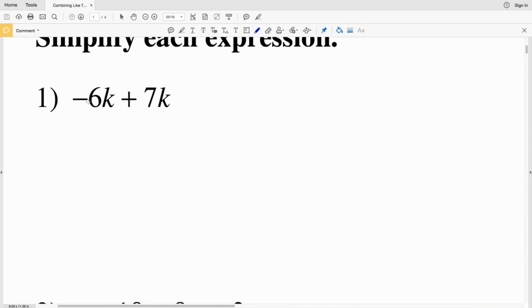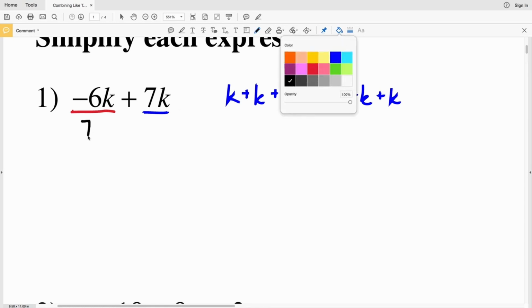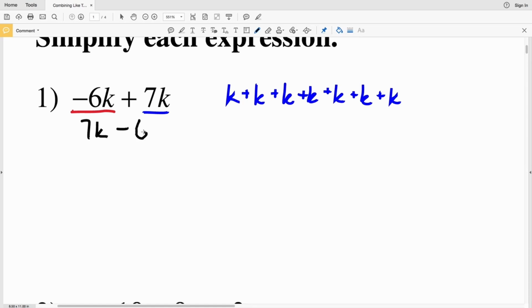Now, in number 1, we can combine negative 6k and 7k together with addition. Think about it this way. 7k is really k plus k. It's k added to itself essentially 7 times. So you have 7 k's all added together. That is 7k. Now note the first term is a negative 6k. A positive plus a negative is the same as subtracting that positive. So we can rewrite this as 7k minus 6k.